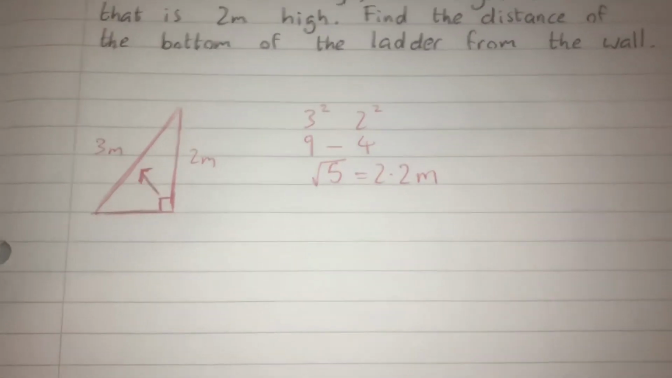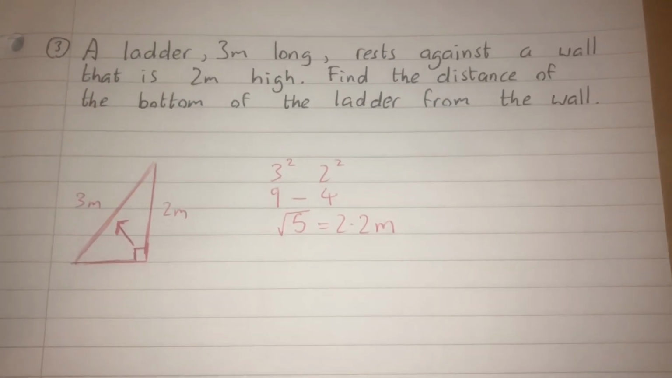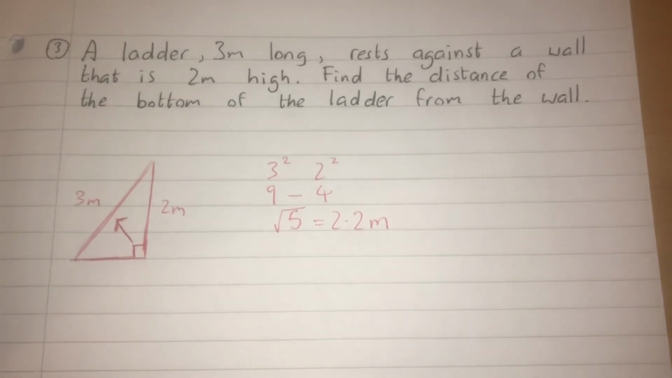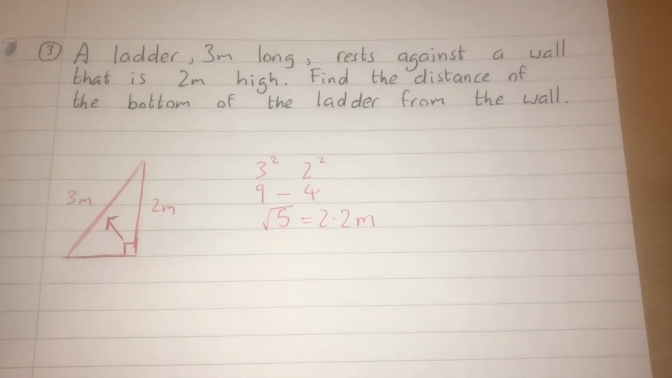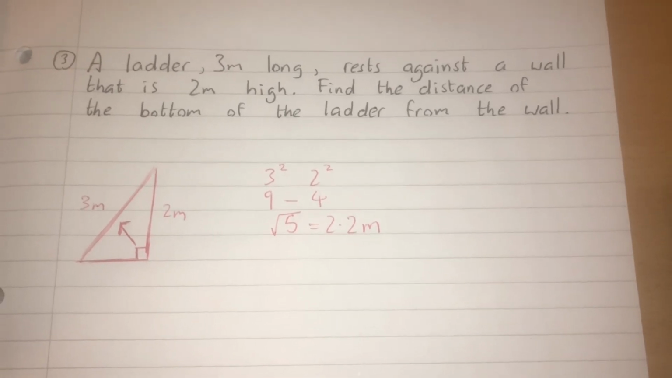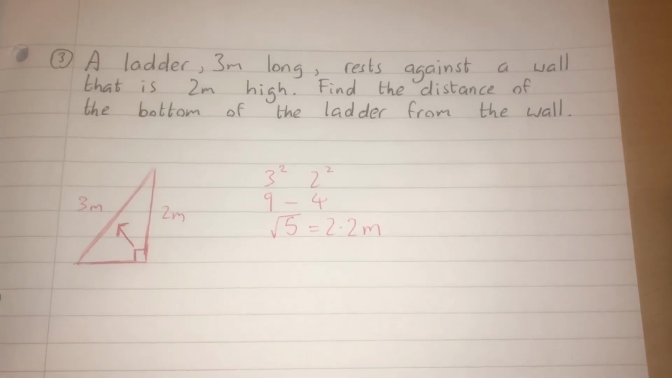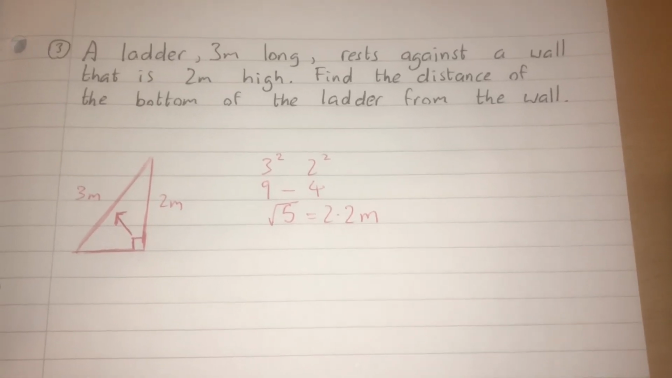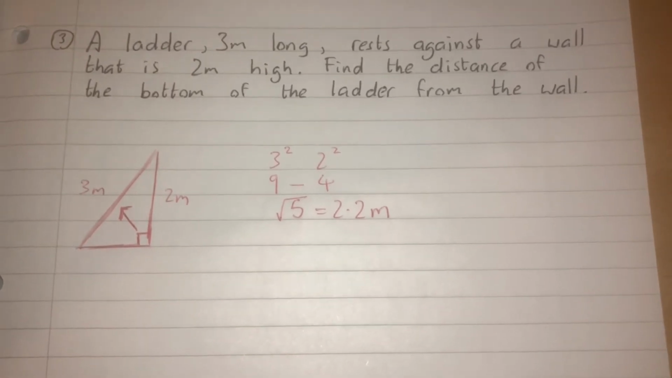Now, I could go on and do countless examples of this nature. So ladders against walls, we could have coordinates on a coordinate grid. I'll give you a couple of different types of questions to try, whether worded questions may be asked in context of a real life scenario. Always the same thing, identifying the right angle triangle and then using Pythagoras Theorem from there.